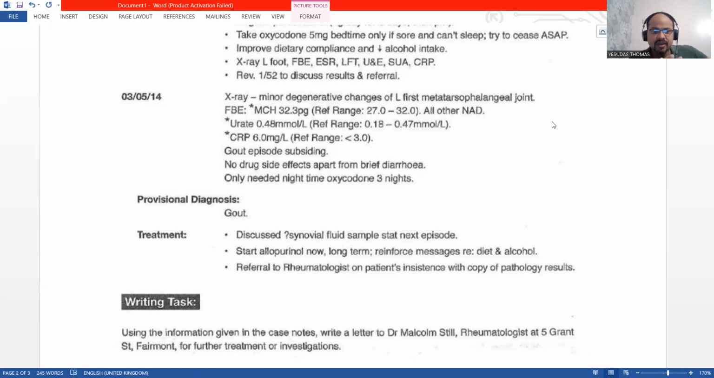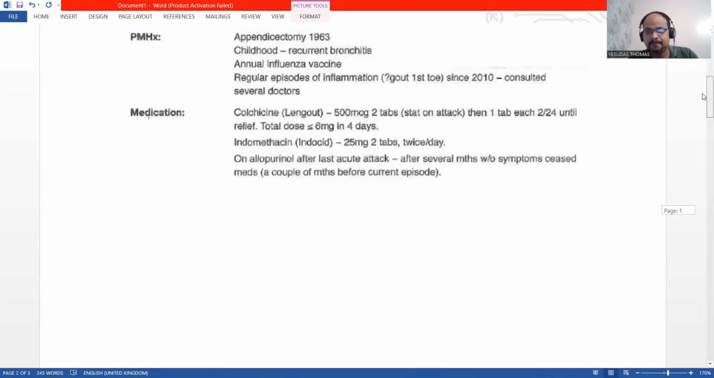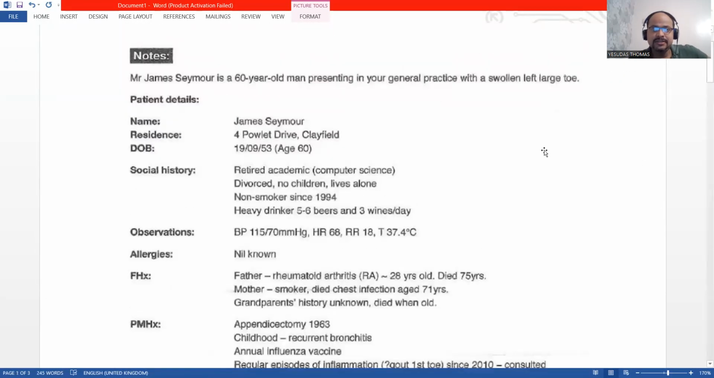So, Mr. James Seymour has a provisional diagnosis of gout on his left toe, first toe. Other information, let's see in the question. Here. Mr. James Seymour is a 60-year-old man presenting in your general practice with a swollen left large toe.